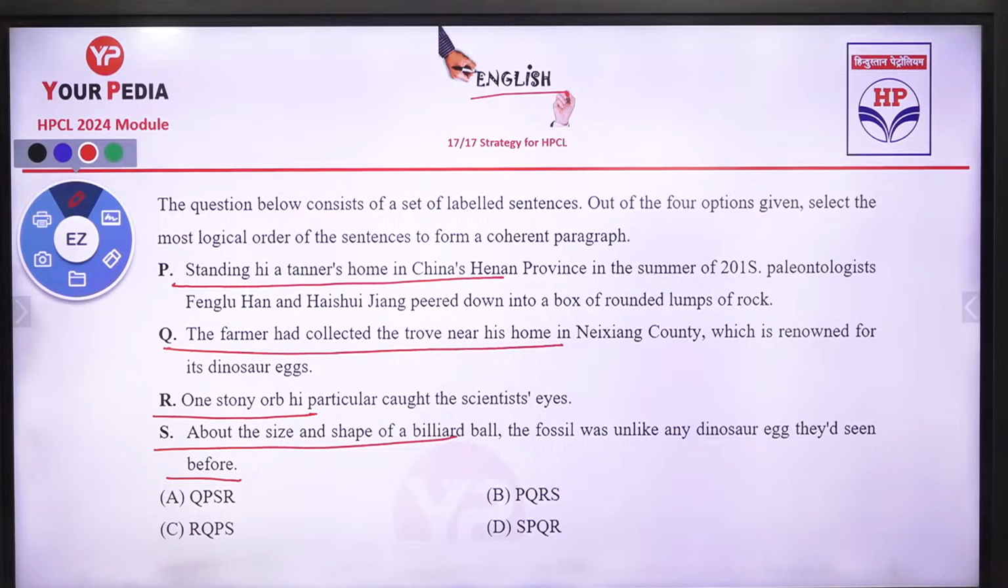The farmer had collected the trove near his home in Xixia County, which is renowned for its dinosaur eggs. One stony orb in particular caught the scientists' eyes. About the size and shape of a billiard ball, the fossil was unlike any dinosaur egg they had seen before.